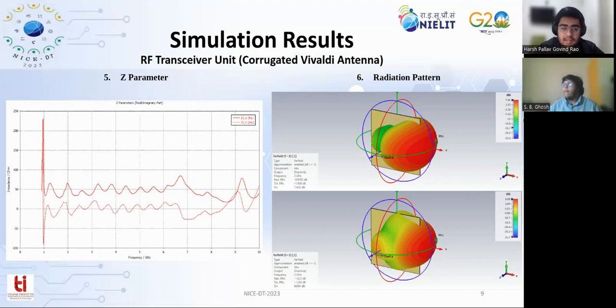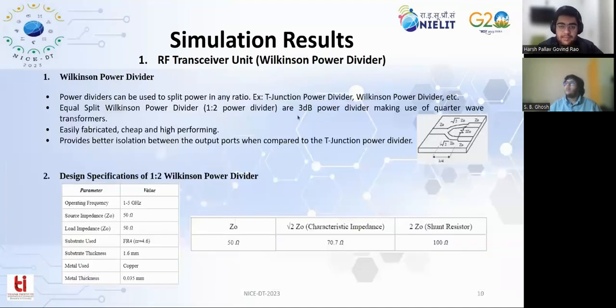Next, we will discuss the Wilkinson power divider. Since the ADALM-Pluto SDR has a single port transmitter and receiver, to achieve dual feed dual polarization, we plan to use a power divider. Power dividers are passive RF devices used to divide power in any ratio.